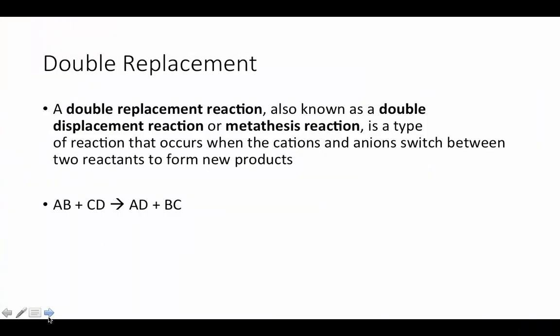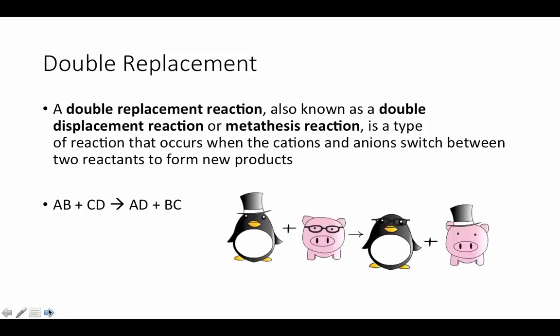So let's take a look at a picture example. In this one, we have some pigs and some penguins. The penguin is starting on the left side wearing a top hat. The pig is wearing glasses. Then what we see happening is the top hat and the glasses end up switching. So on the product side, we have the penguin in glasses and the pig in a top hat. This represents the pattern where the top hat and the glasses are the ions that are switching places.